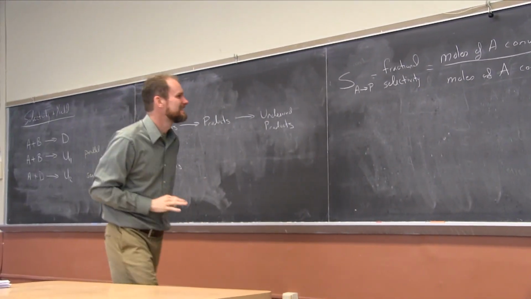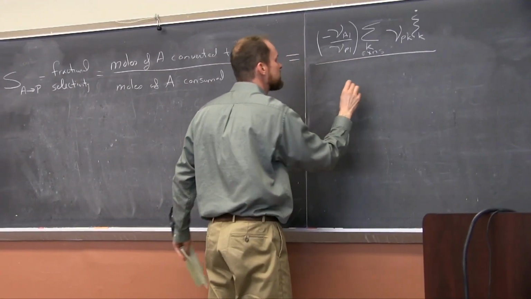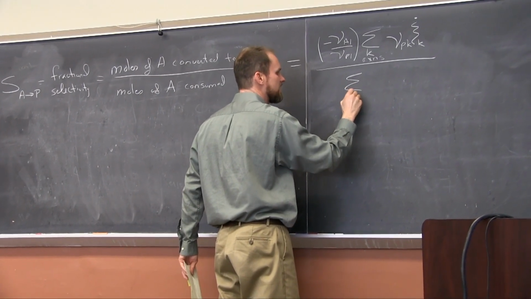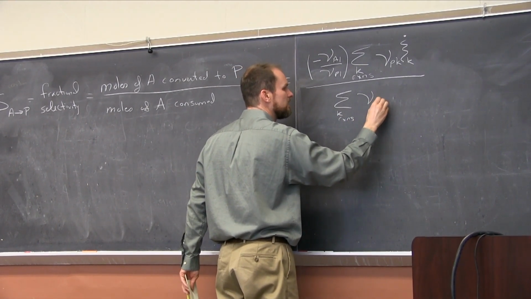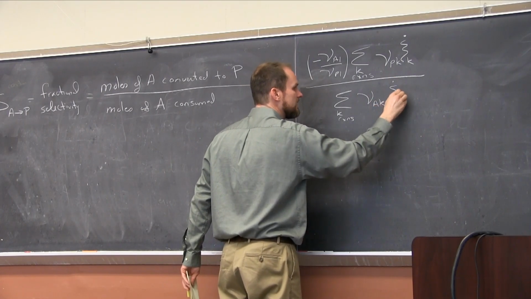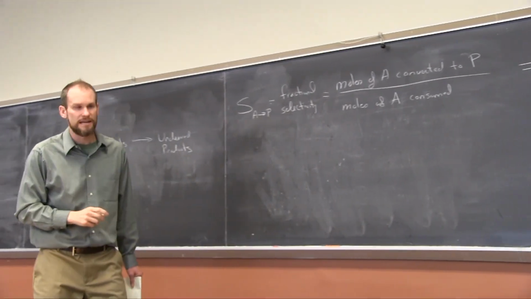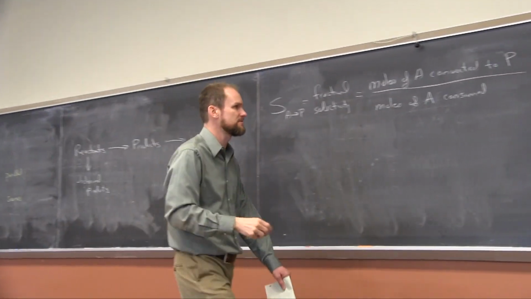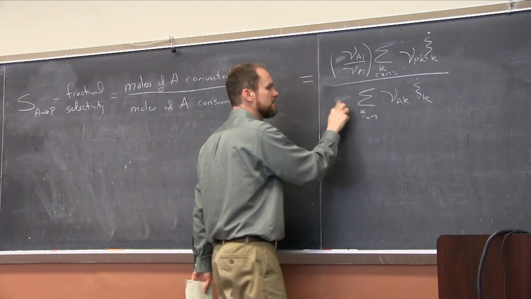Okay, let's see, divided by moles of A consumed. How much A is consumed? Well, here I can sum over the K reactions. Nu A K times xi dot K. So how much A gets consumed? Oh, and that's negative also, so there's my other sign. There's my minus, which cancels this minus up here. Great.